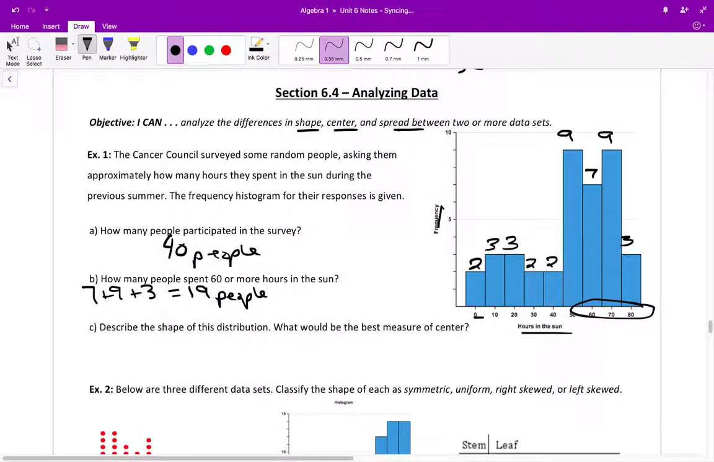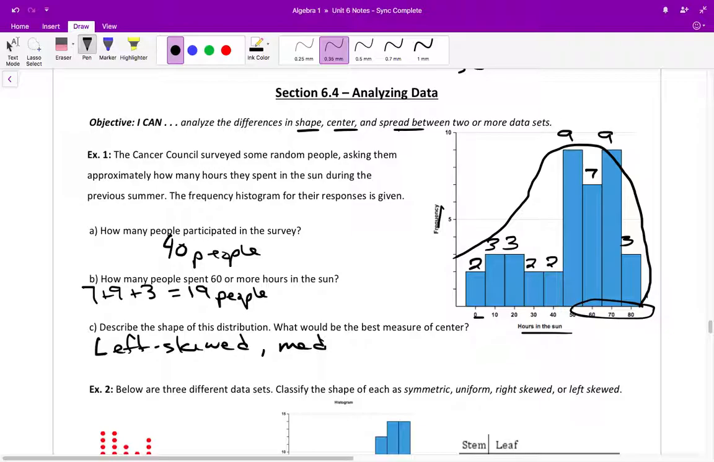Now, the last part says to describe the shape of this distribution and say what would be the best measure of center. If you take a look at it here, it definitely looks like it's tailing off to the left. In other words, it's left skewed. And remember, anytime you have something that's left skewed, the best measure of center is going to be the median.